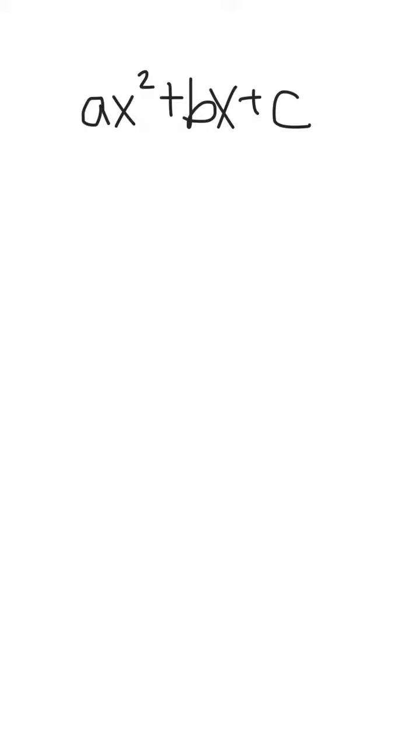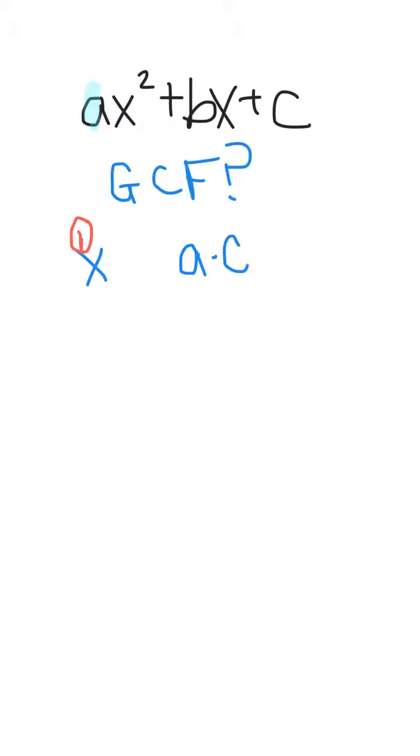In this video, I'm going to walk through how to factor quadratic trinomials that have a leading coefficient that isn't equal to 1. First, always look to see if there's a GCF and factor that out. The first step then after doing that is to look for two numbers that multiply to A times C and add up to B.